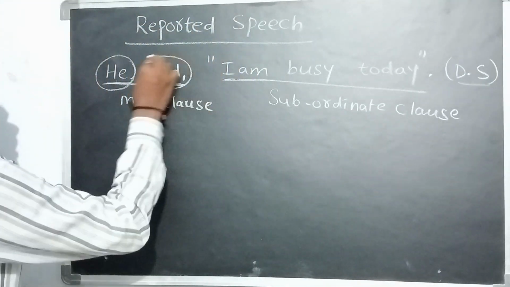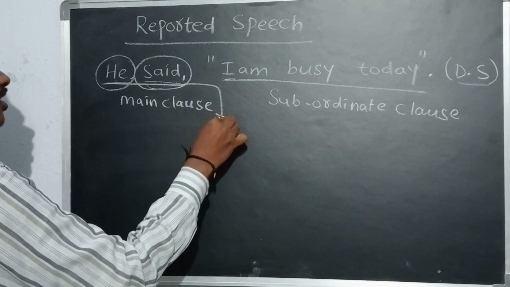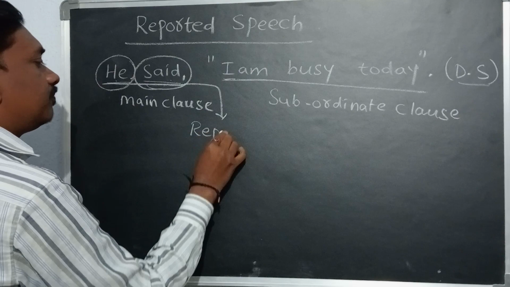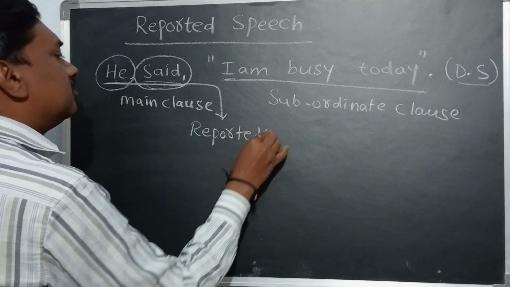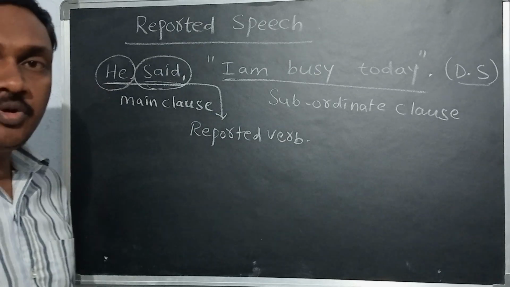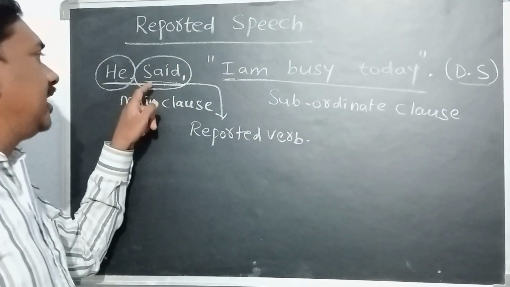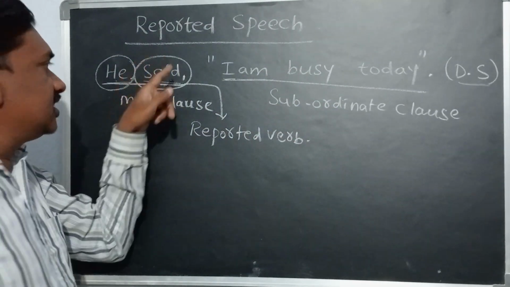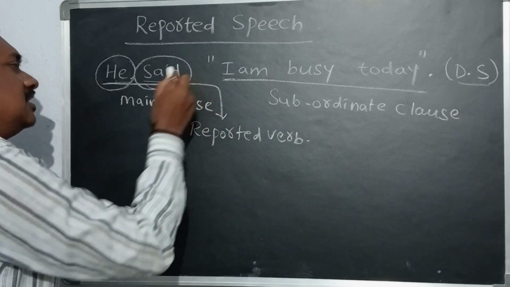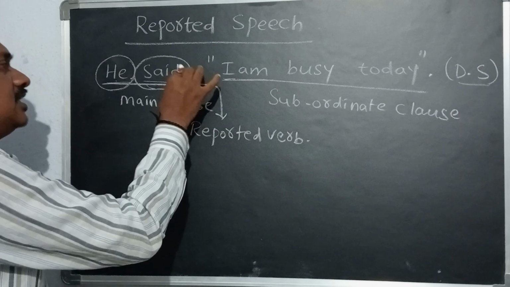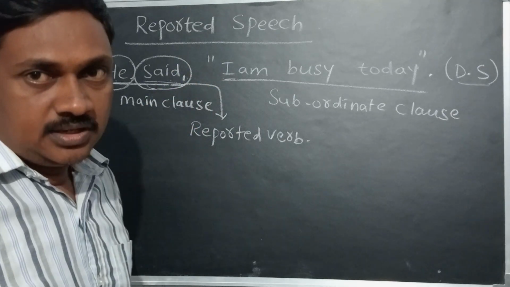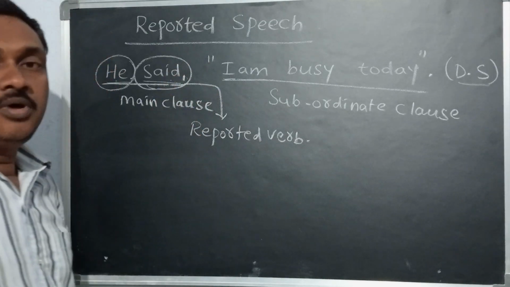The verb which is in the main clause, here said, is the reported verb. So this reported verb is very, very important. What is the reported verb? The verb which is in the main clause is the reported verb. What is the reported verb here? Said. Here the reported verb is in past tense.